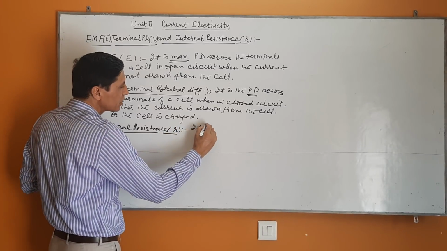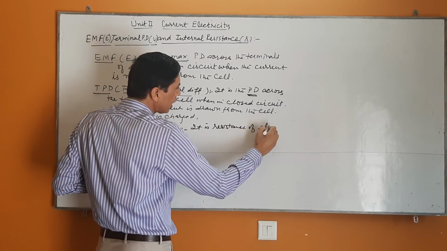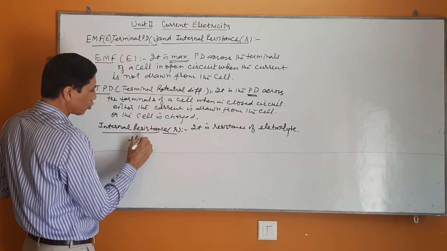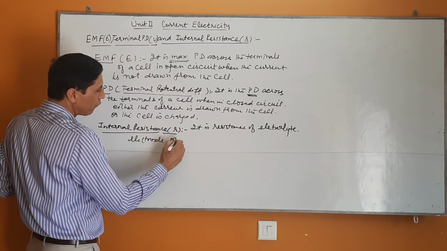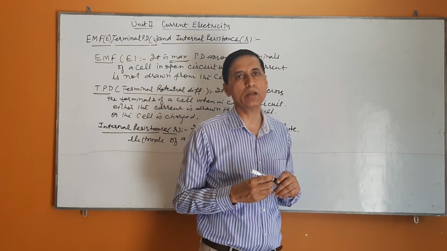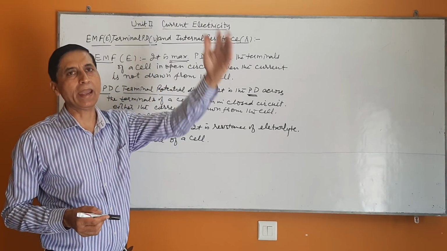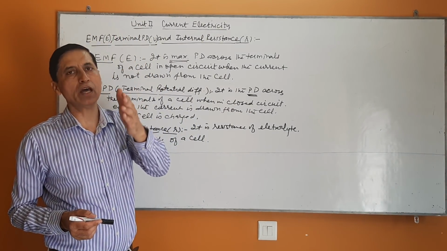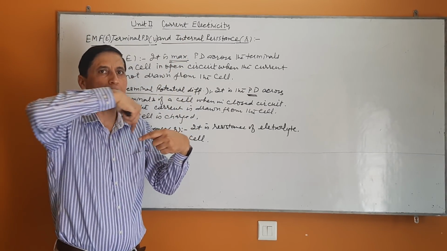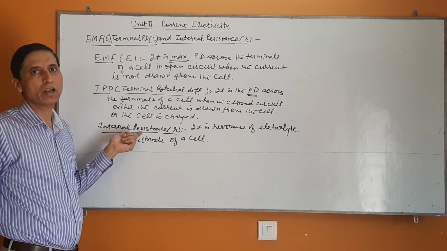It is the resistance of the electrolyte and electrodes of the cell. What are the electrodes? One is the positive electrode, another the negative electrode, anode and cathode. These are made of conductors. The resistance of these two conductors and the resistance of the electrolyte inside the cell is called internal resistance.